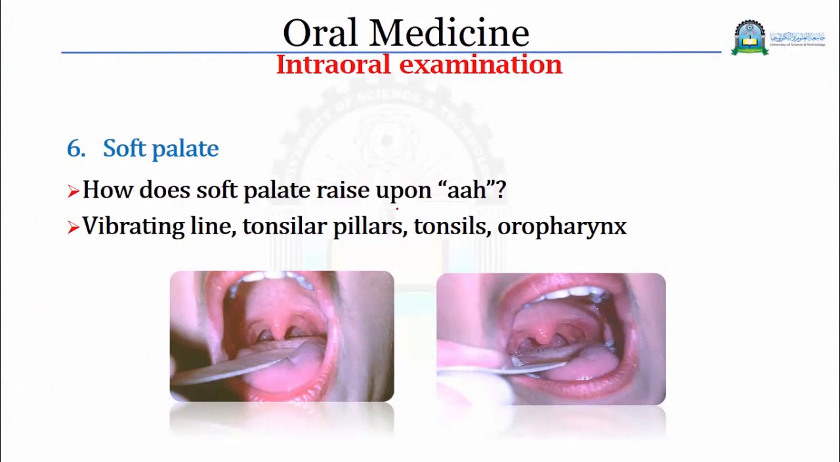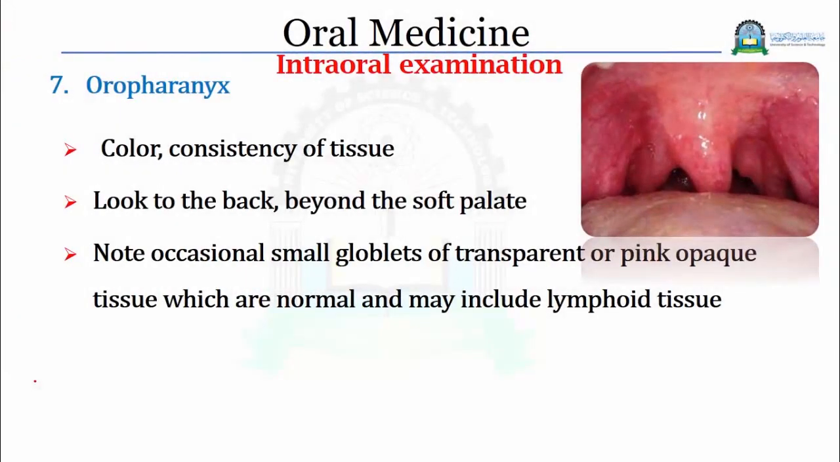How does the soft palate rise on the patient? Say "ah." Examine the vibrating line, tonsillar pillars, tonsils, and oropharynx. You may need to use a tongue depressor to depress the tongue and observe the posterior part of the mouth. Moving to the oropharynx, you need to assess if there is any change in the color or consistency of the tissue of the oropharynx area. Look back beyond the soft palate. Note occasional small globules and/or pink opaque tissue, which are normal and may include lymph node tissue.